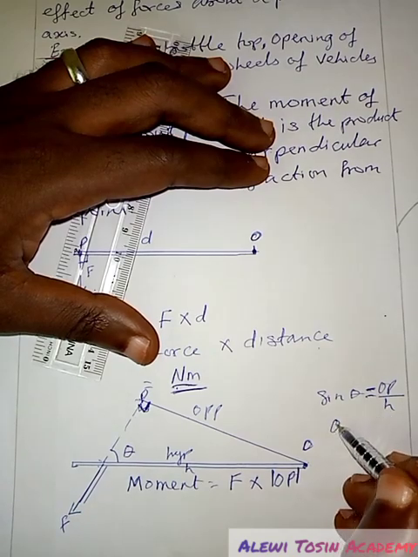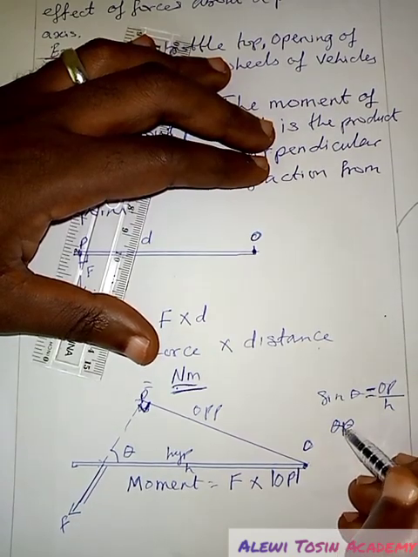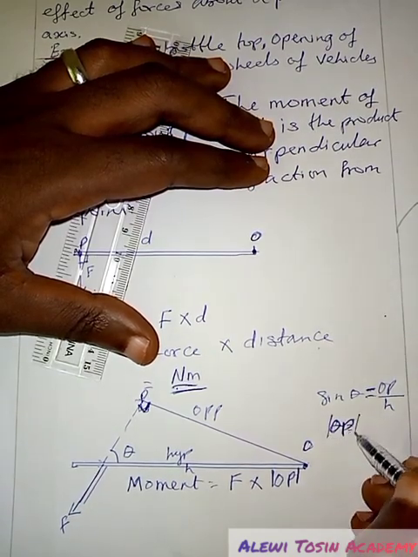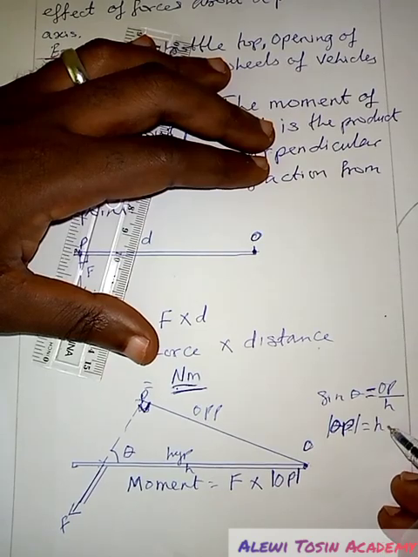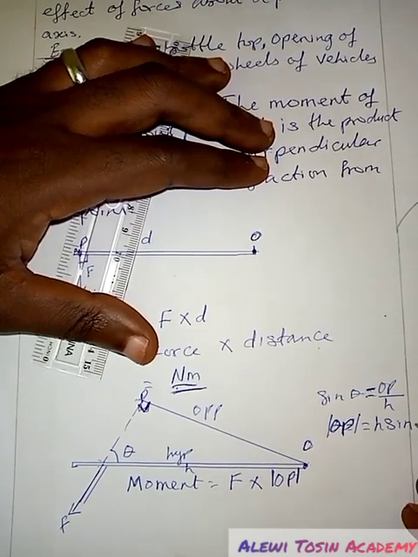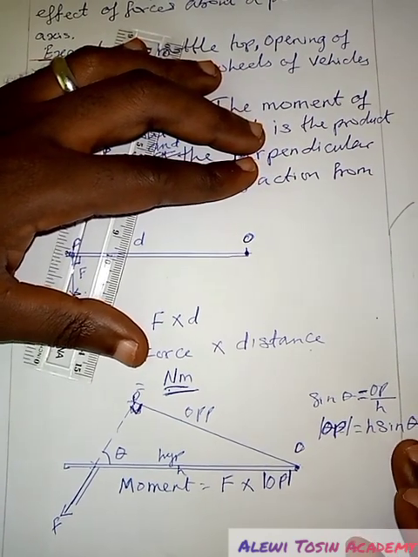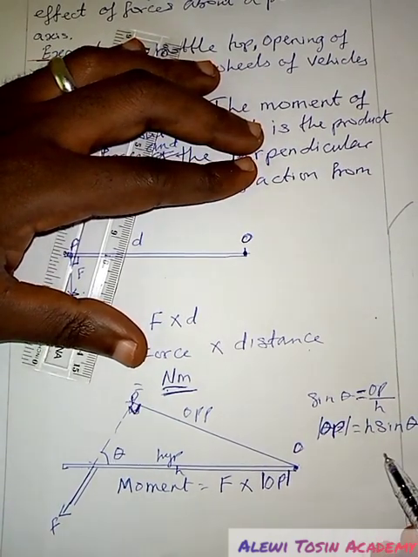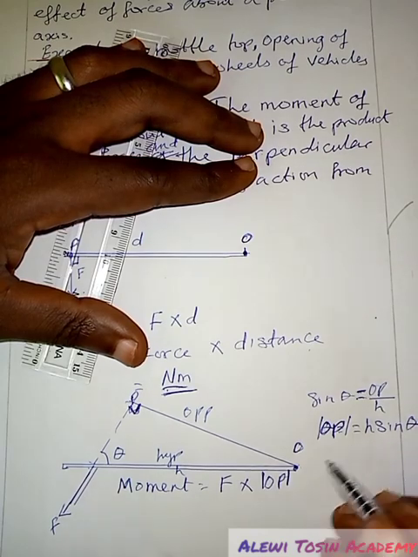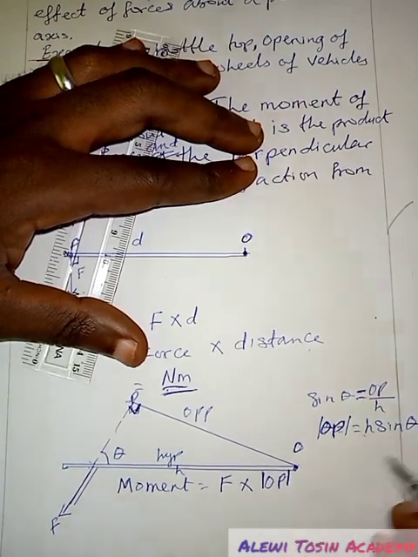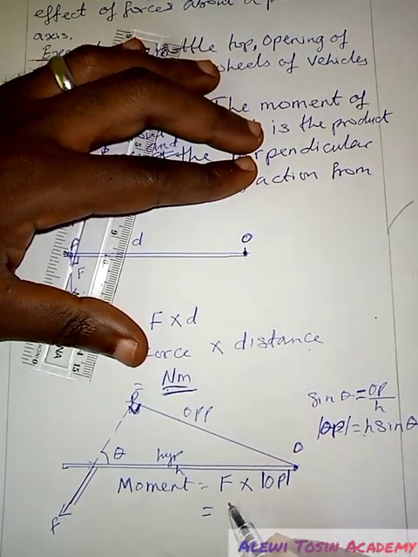So that means our line OP will be given as H sine theta. H sine theta. So with that, this OP can be written as H sine theta.